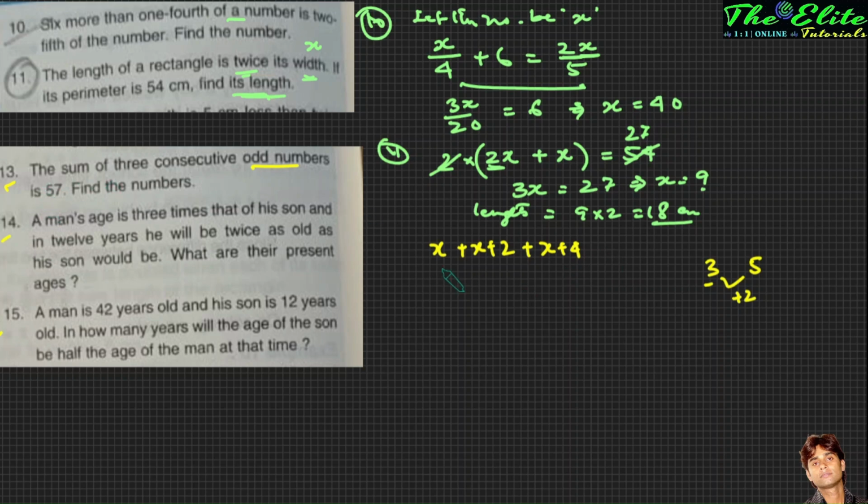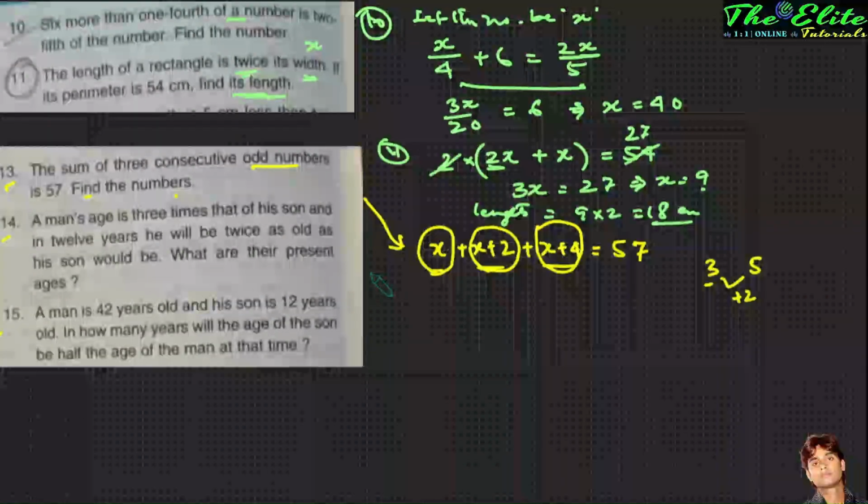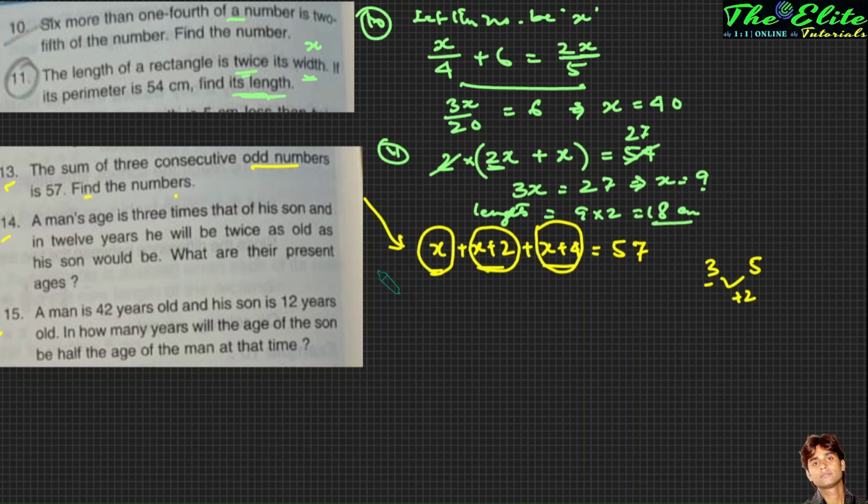And the sum: that is why I have added. The first number was x, another number is x plus 2, and the last number was x plus 4. All of them give you 57. Now you can find the value of x. Then they are saying find the numbers, which means you have to write every number: x, x plus 2, and x plus 4. All three numbers you will write. First find the value of x, and then write the numbers. For example, if the value of x is 9, then the next number will be 11, and another number will be 13.